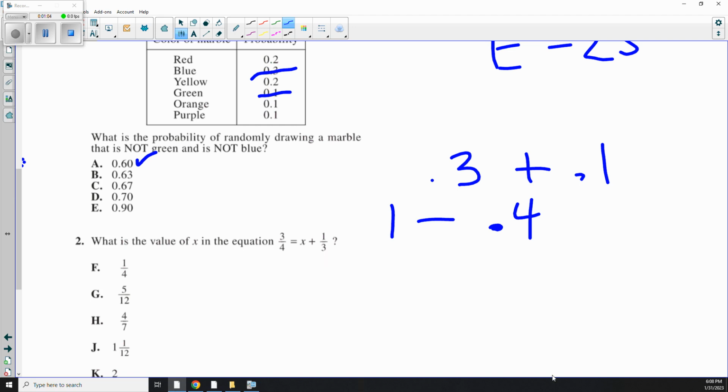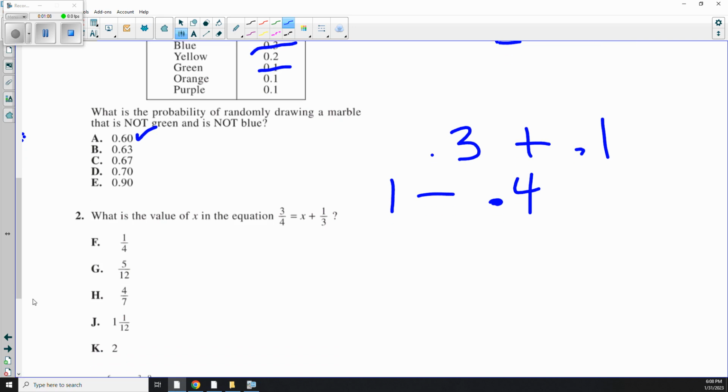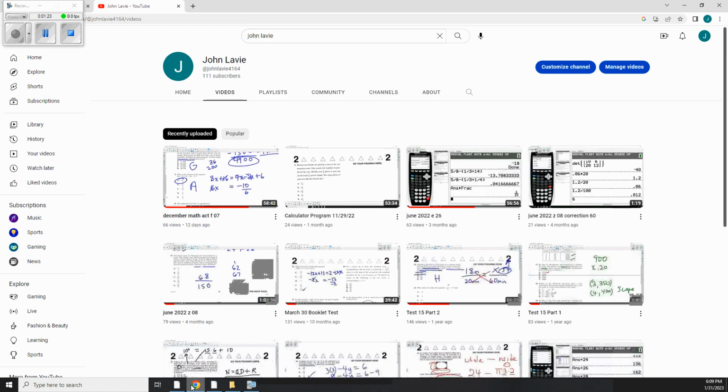What is the equation solve for this one? It would be equation solver if you want, or you could just subtract the 1/3 from both sides. So you would get x is 3/4 minus 1/3. Okay? You could also do that with equation solver.